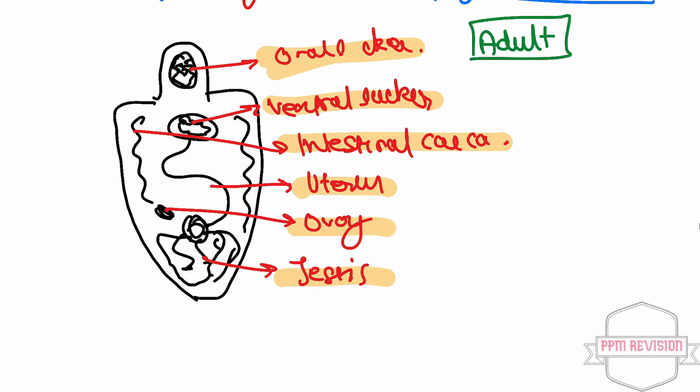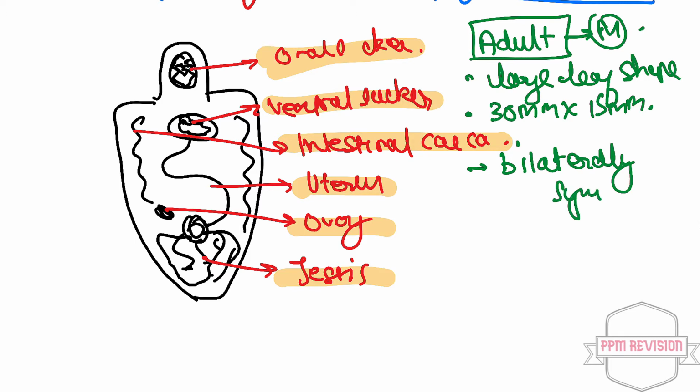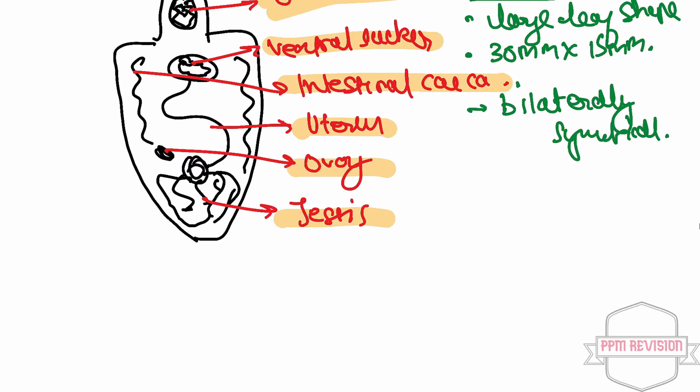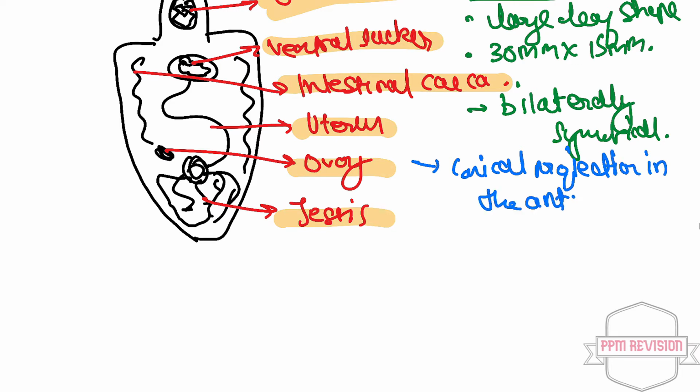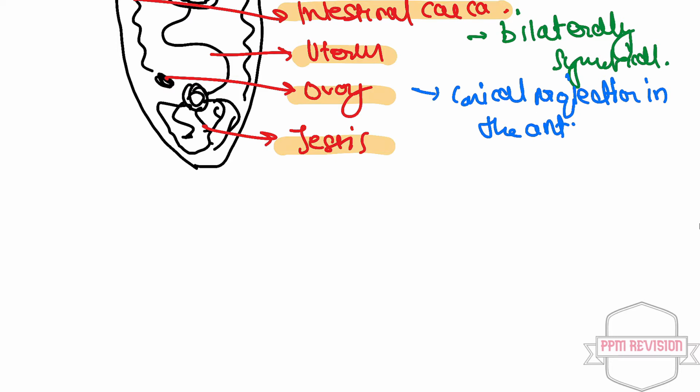Now moving ahead, looking at the points. In case of the adult worms, we are focusing on the morphology. The adult worm is a large leaf shape, about 30 mm by 15 mm, and it is bilaterally symmetrical, and has important conical projections at the anterior portion, and the ventral sucker is present nearby in line with two shoulders.